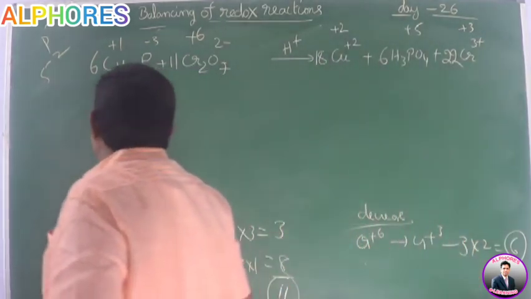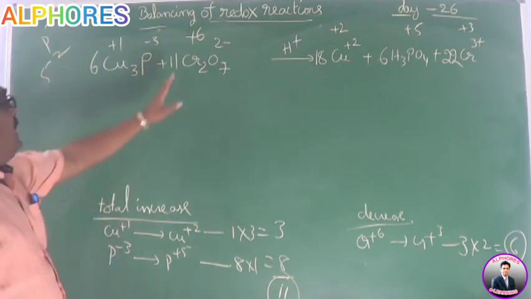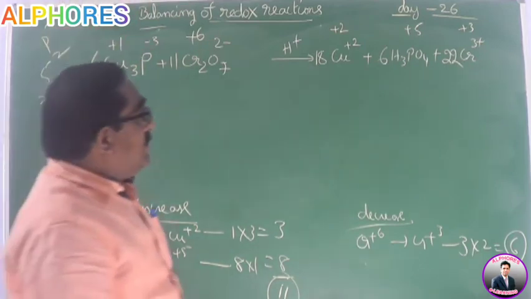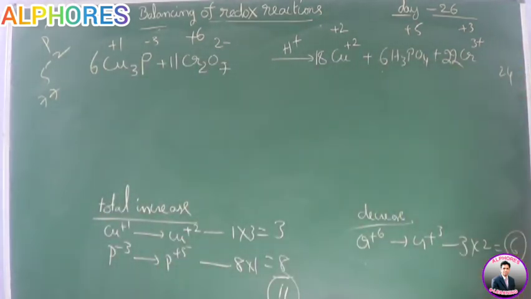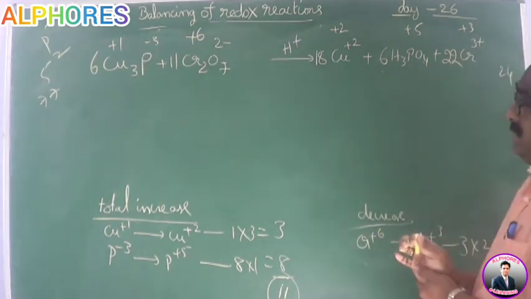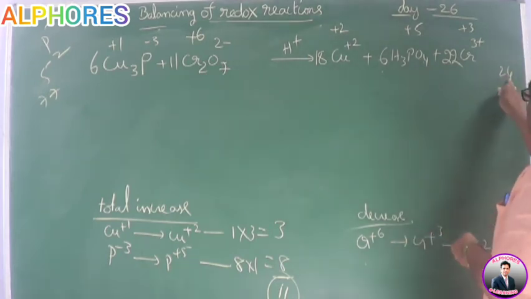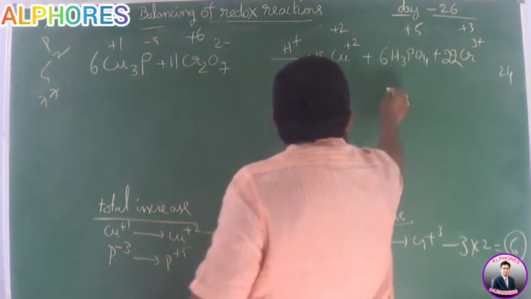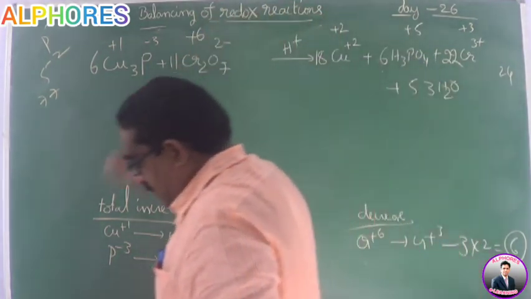Now let me go for the balance of oxygen. Let me take the left side: 11 into 7, 77. Here 6 into 4, 24. 77 plus 24 is... is it right or not? Yes, 101 minus 48 gives 53. Now on this side we have to write 53 H2O.